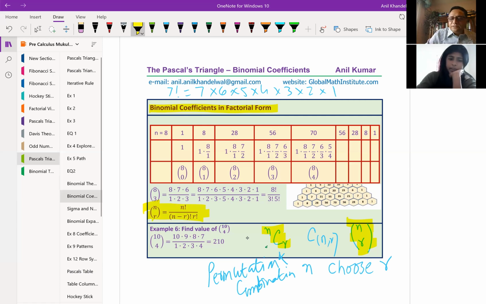What about that one? How do you say that one? CNR. In the middle. CNR. Okay, cool. So different ways in different regions, they just say the same thing, right? It means one of these things, okay? So N choose R means N factorial divided by N minus R factorial times R factorial in the denominator, right? So that's the formula.